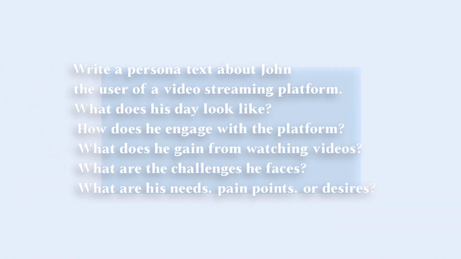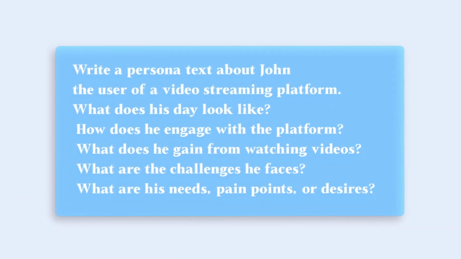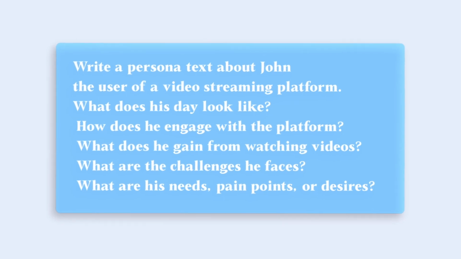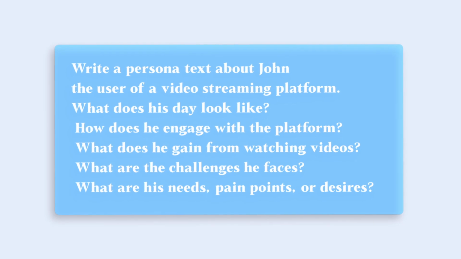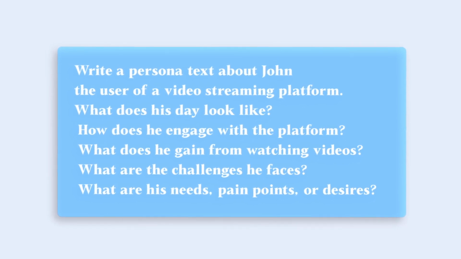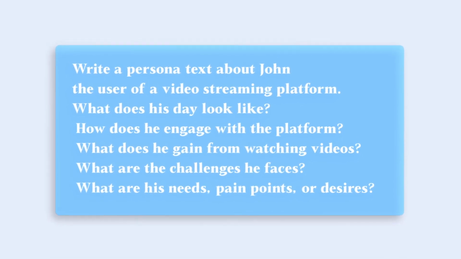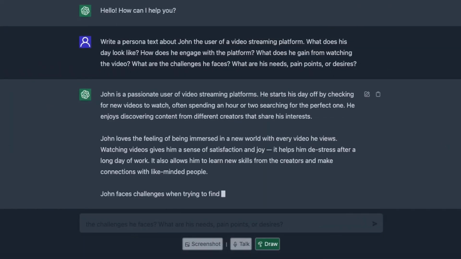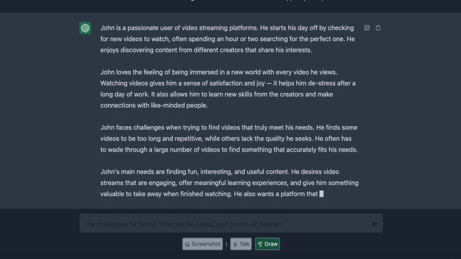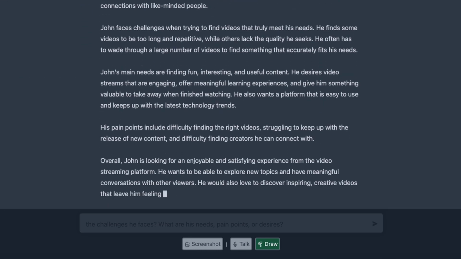Write a persona text about John, the user of a video streaming platform. What does his day look like? How does he engage with the platform? What does he gain from watching videos? What are the challenges he faces? And what are his needs, pain points, or desires? And this is what ChatGPT returned. And I have to say that I'm impressed with the result I got with this pretty basic prompt. For any product manager, this is a very basic prompt.